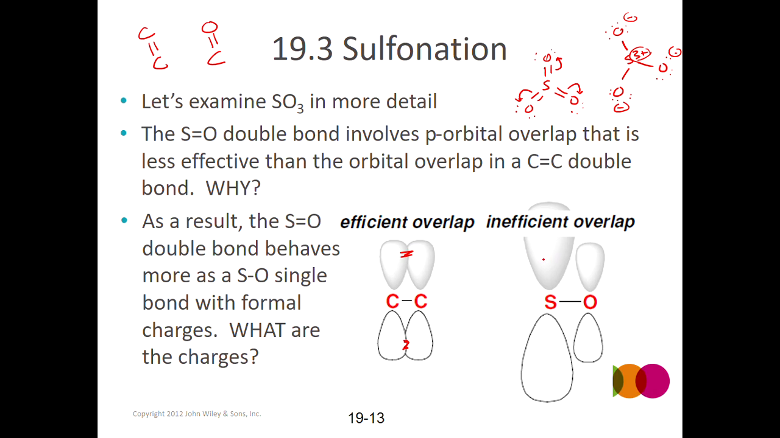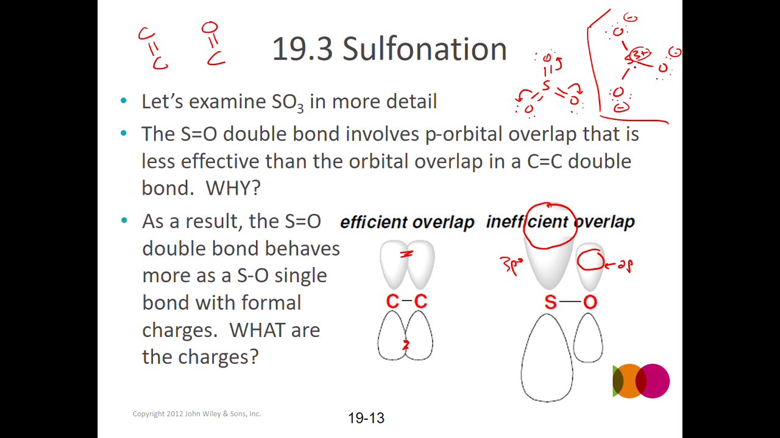But the sulfur, this is a 3p, and the overlap between a 3p and a 2p is kind of mismatched. The meaty part of the 3p is up here, the meaty part of the 2p is down here. They're just not aligned very well. So we don't get very good overlap. And that means that these pi bonds are really very unstable. And so the major contributor is the one that has all this formal charge.